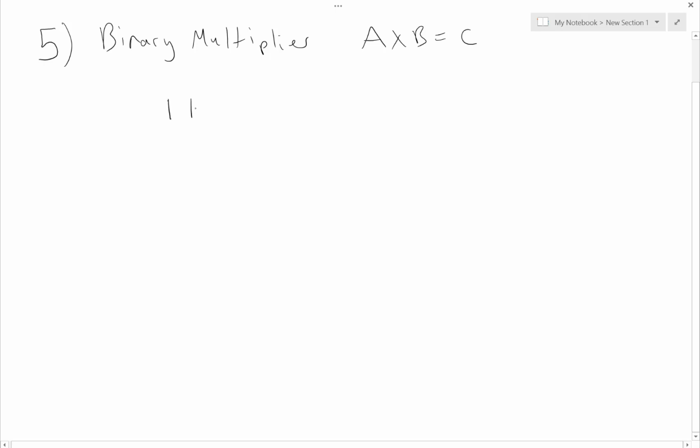Okay, let's look at one solution for problem number 5 on the take-home quiz for building a binary multiplier. The idea for this problem is that I'm multiplying two binary numbers. So say, for example, 7 times 6. And binary multiplication works just the same way as I do decimal multiplication.